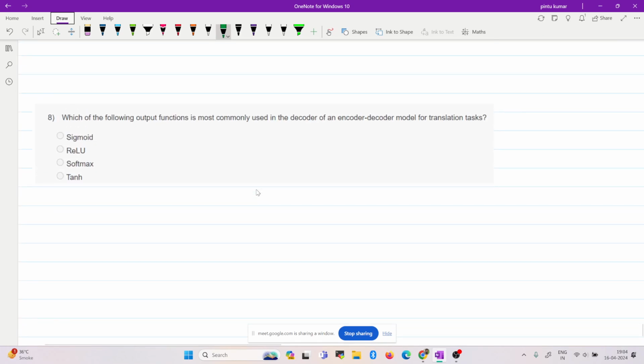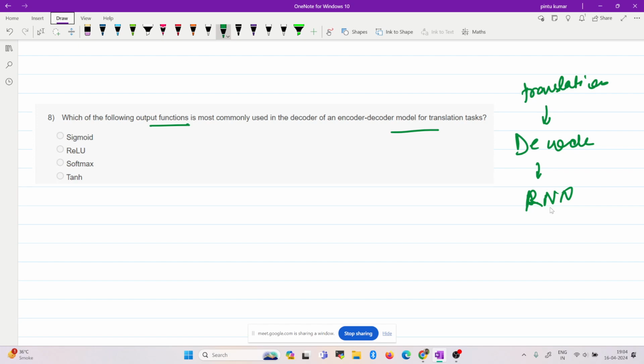This question is pretty easy. Which of the following output functions is most commonly used in the decoder of the encoder-decoder model for a translation task? When you have a model for a translation task, your decoder is an RNN, right? And what is the most common output function used for RNNs? Softmax, right? For RNNs you use softmax, because of which you suffer from this vanishing gradient problem that we discussed in the last class.